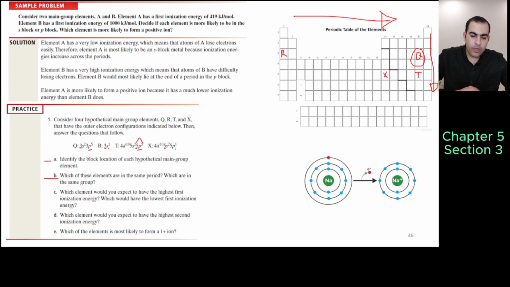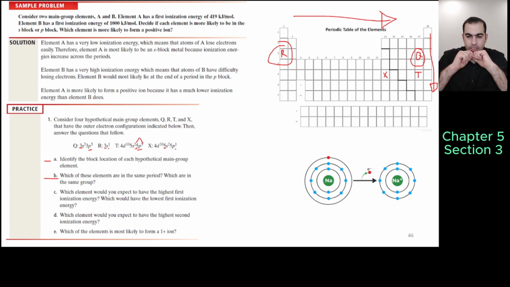Which would have the lowest first ionization energy? Which has the highest first ionization energy? Q has the highest ionization energy, but the lowest is going to be R, from the left. Okay, that's it. Which element would you expect to have the highest second ionization energy? Guys, this question you need to think about it.